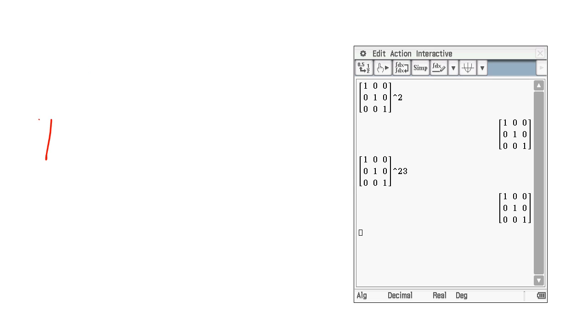And just to further show that's true, I to the power 23 does in fact equal I. I've just done it over here on the calculator for a 3 by 3 I. It's true for any I.